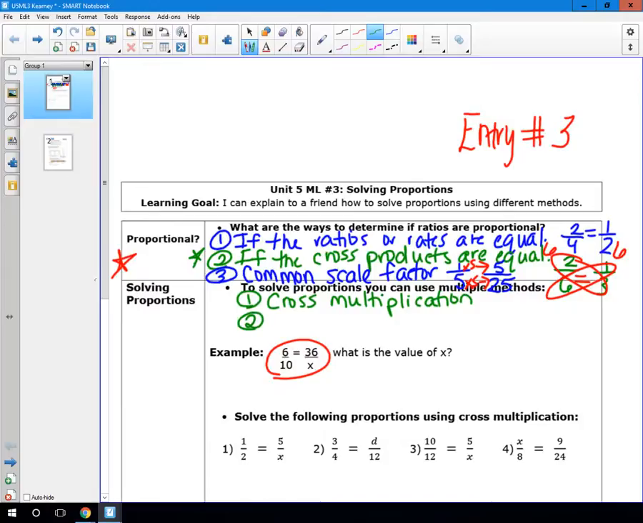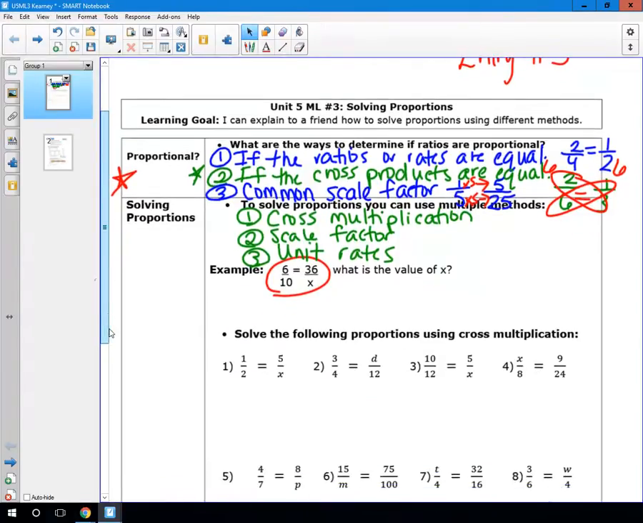Another way is you can see if there's a scale factor. So just look and see, is there something I can multiply straight across and use that same scale factor to determine the missing value? And the third way is I can use unit rates. I can figure out how much is it for 1, and then let me use that to determine how much it is for my missing value. So we're going to use 2 of these methods to solve this example.